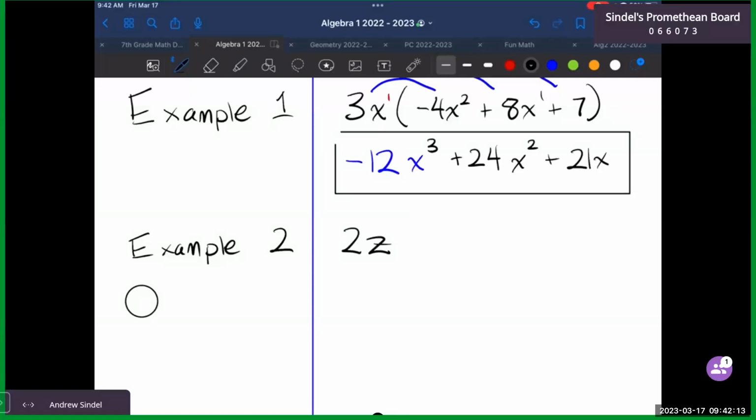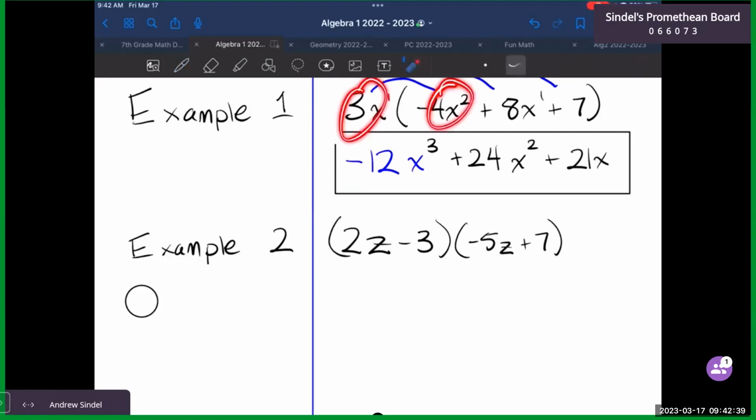If I was in college and I was a professor, I'd say 2 zeta minus 3 times the quantity of negative 5 zeta plus 7. That's how my professors always talk. They never said Z, they said zeta. Wait. There's 2 things times 2 things. This was 1 thing times 3 things. There's still 4 things happening, but now it's 2 things times 2 things.